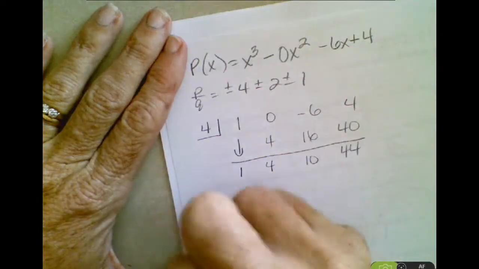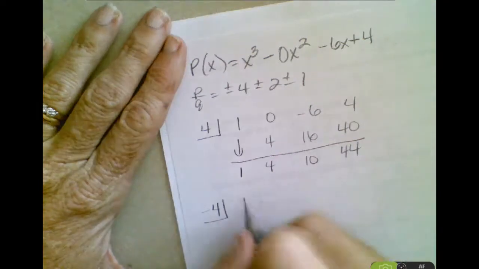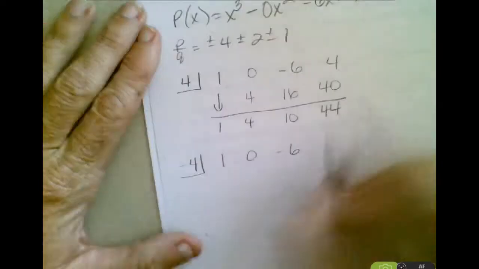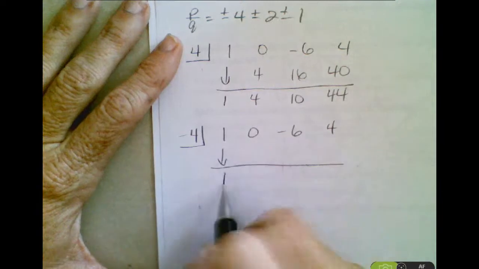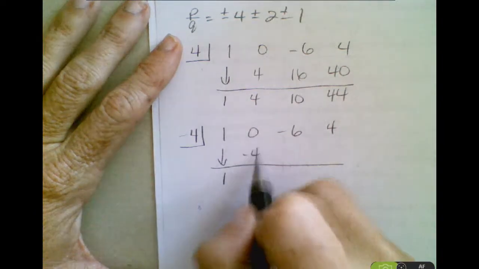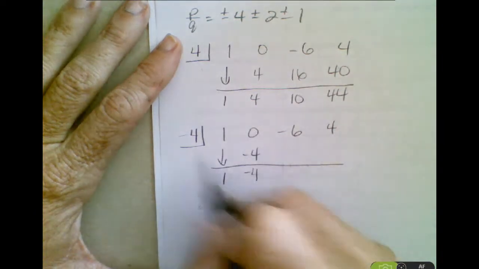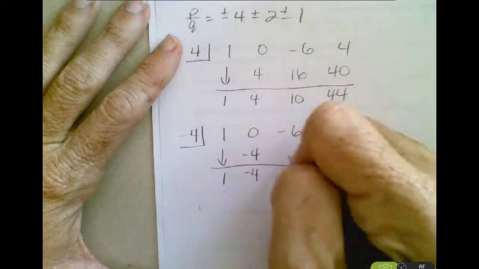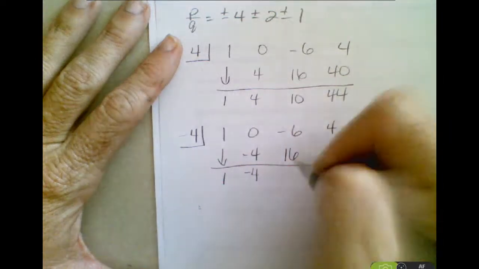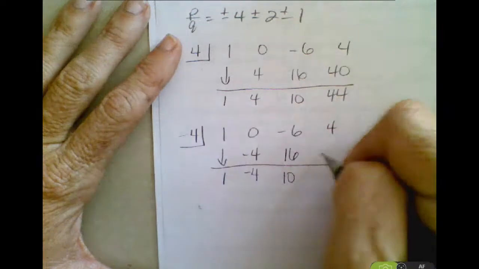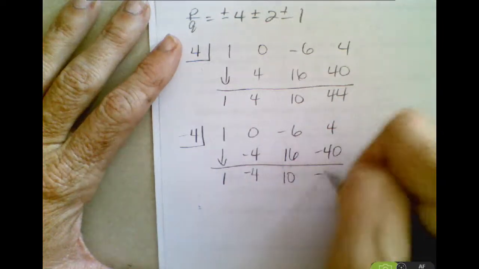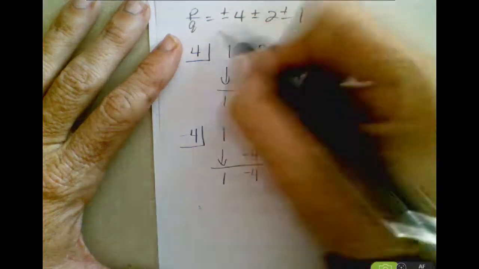Too much. Negative 4. 1, 0, negative 6, 4. Pull it down. 1. 4, negative 4. 0 minus 4 is negative 4. Negative 4 times negative 4 is 16. 16 minus 6 is 10. 10 times negative 4 is negative 40. Gives us negative 36. So our 4s are out.